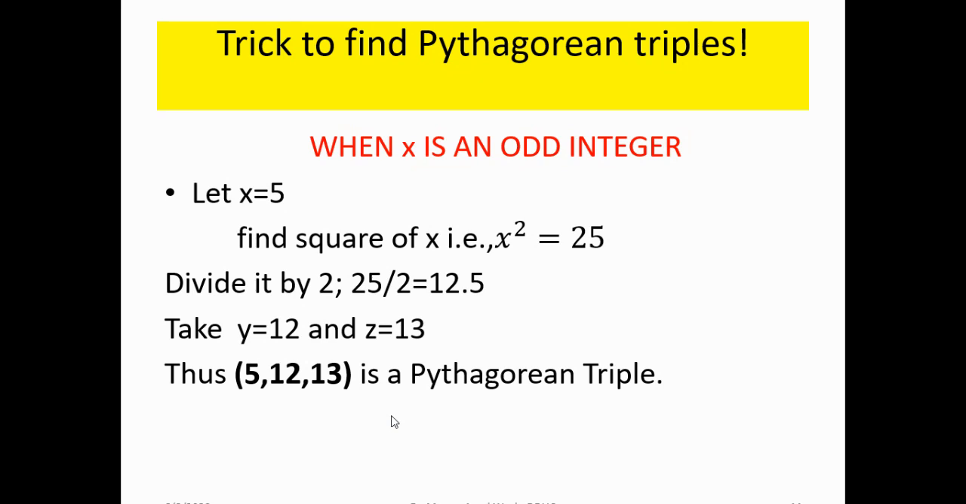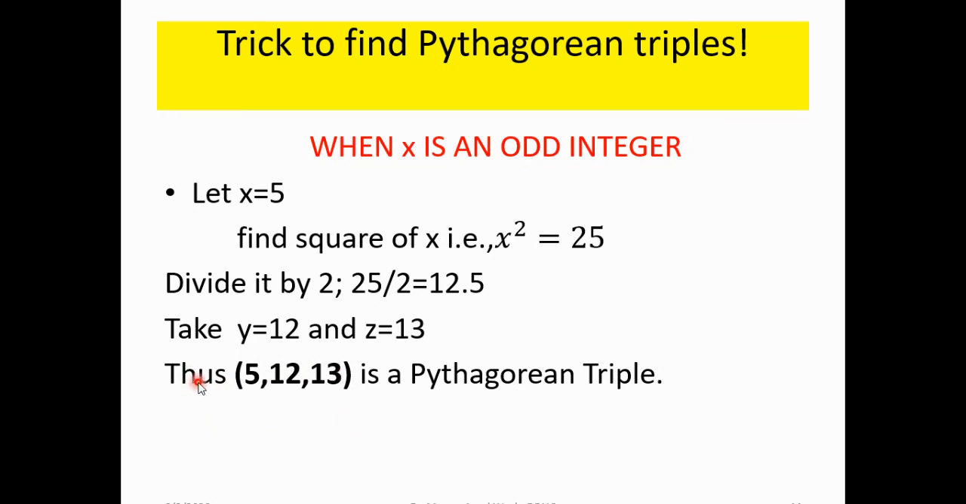We are discussing the case when x is an odd integer. Let us see some examples. If we take x equal to 5, the steps we need to follow are: first find the square of x. So x square will be 5 square, that is 25. Then divide it by 2. So 25 by 2 is 12.5. Then take y equal to 12 and z equal to 13. So 5, 12, 13 is a Pythagorean triple, and you can verify this.